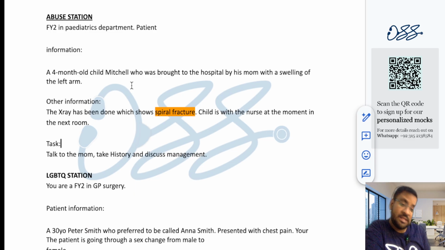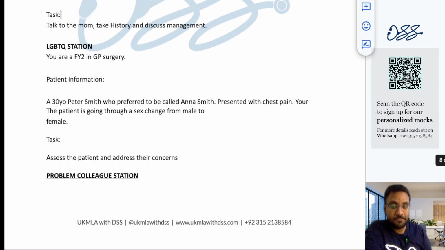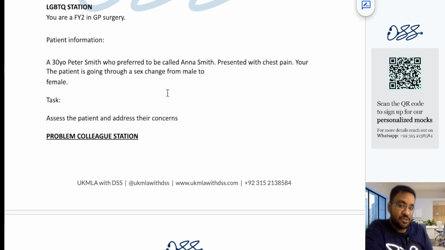Or they might have complaints like difficulty sleeping, palpitations, or low mood. Those stations can go in the abuse direction, meaning there may be some sort of abuse involved. Then LGBTQ stations: this aspect can be tested in any exam, in any station.